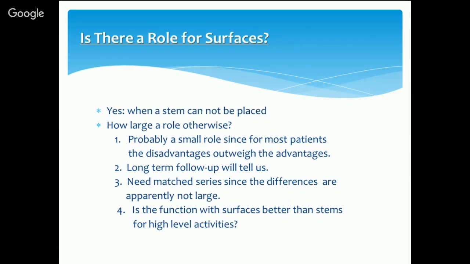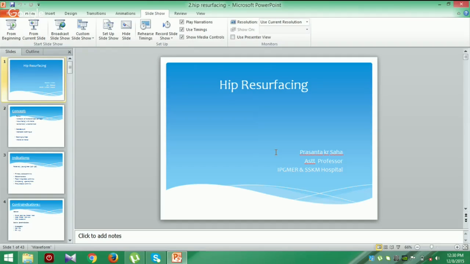And how large is the role of surfacing? Probably a small role, because the disadvantages also outweigh the advantages. Long-term follow-up is needed. There is also a need for mass series among the apparently normal. Is the functional surface better than the stems for high-level activities? This is all about surfaces.